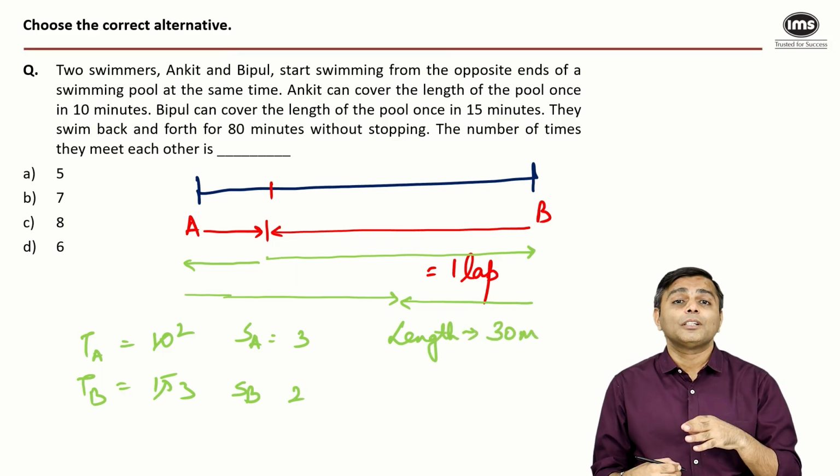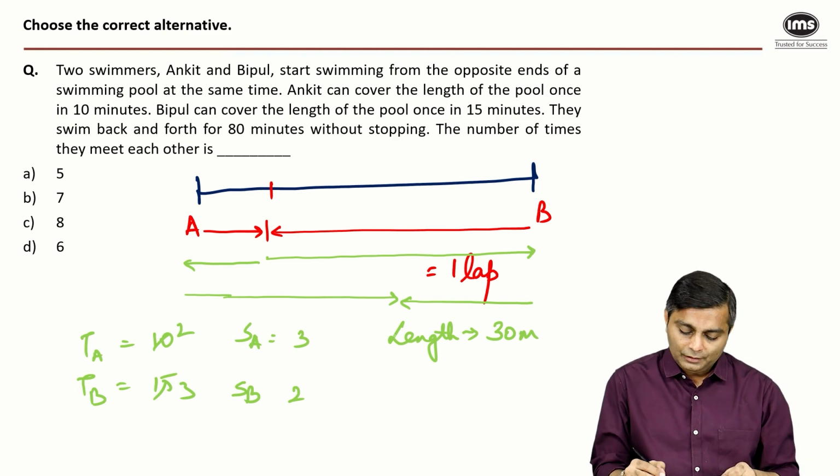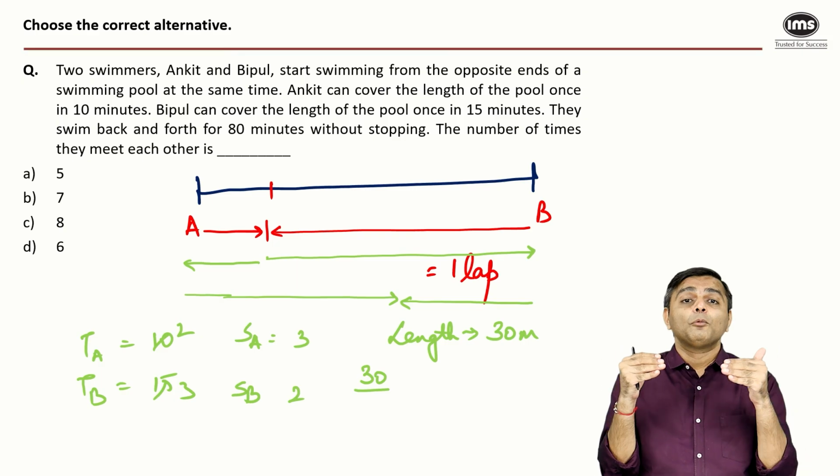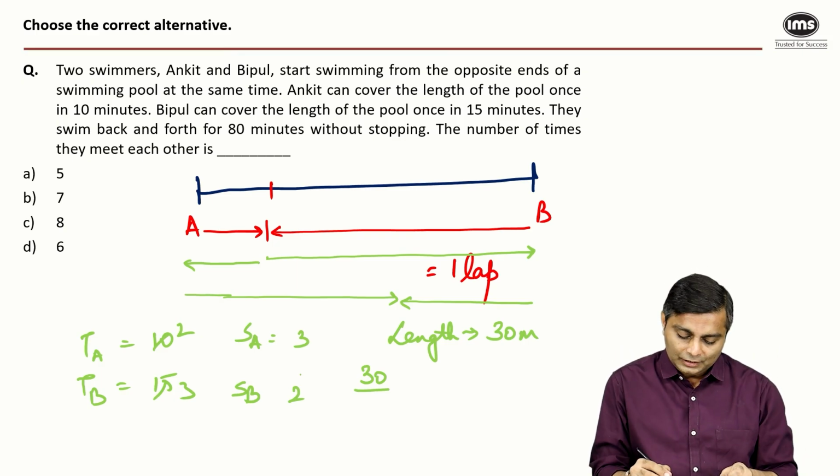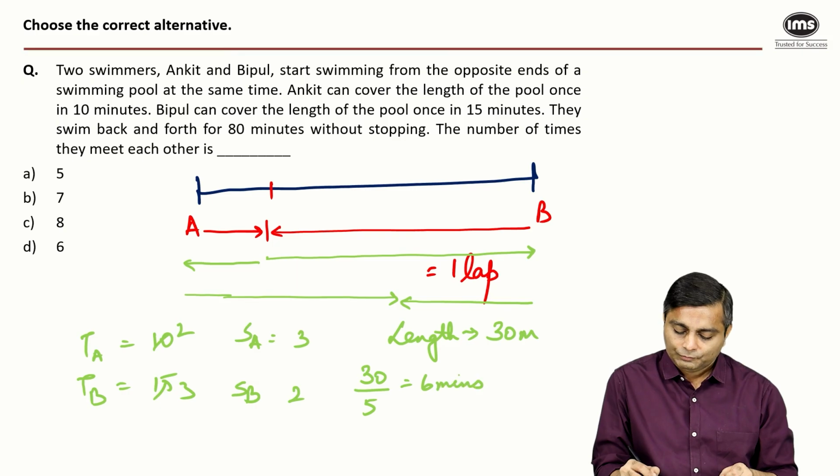Okay, if the length of the pool is 30 meters, for the first time they have to meet, it will be what? Relative distance upon relative speed. People moving towards each other, relative speed is addition. Speed is what? 3 by 2, so 5. So they are going to meet after 6 minutes.